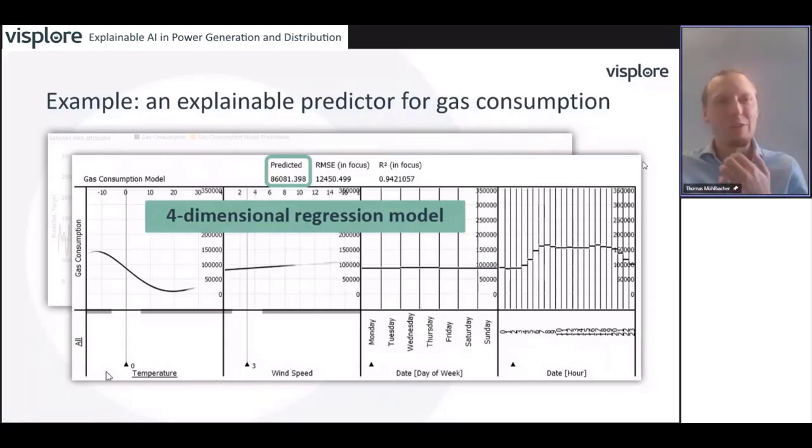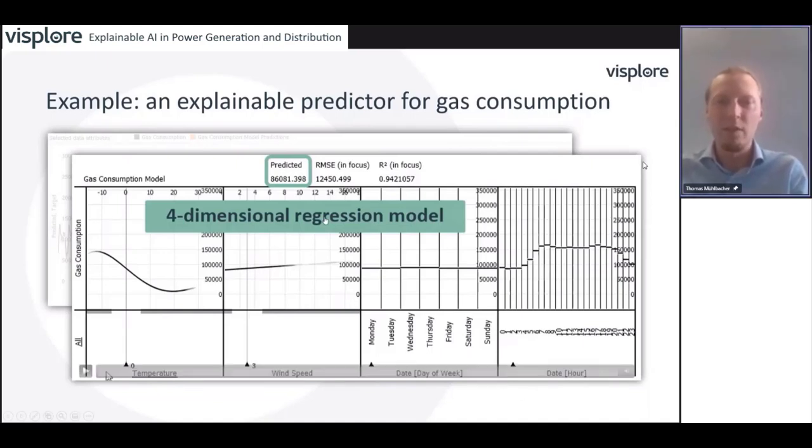The visualization here tells you what the model predicts when you have certain values for the inputs. So here we are currently looking at the situation that the temperature is 0 degrees, wind speed of 3 meters per second on a Monday at 2 a.m. in the morning. And for this particular situation, the prediction of the model is around 86,000 gas units.